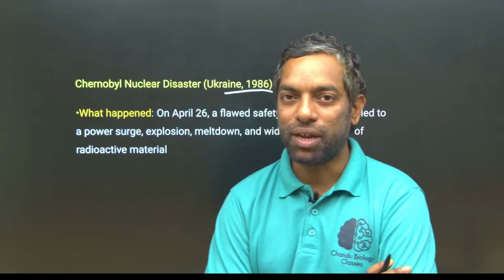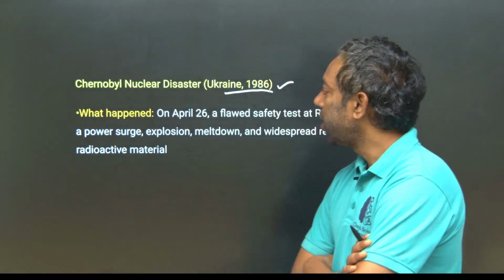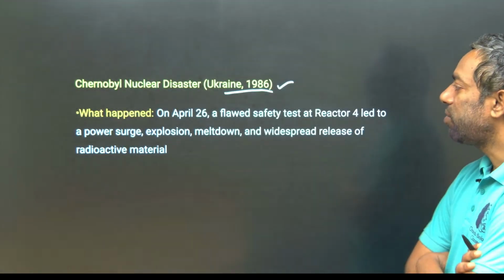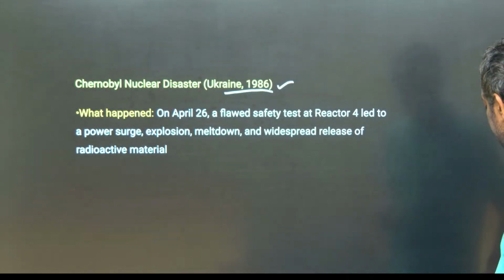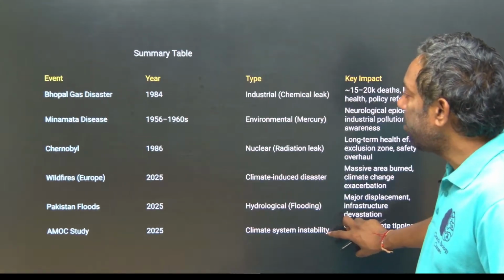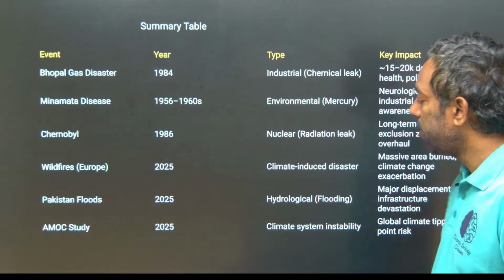Methyl isocyanate is the chemical in Bhopal, and Union Carbide is the company. In Minamata, methyl mercury is the poison, that is the chemical. Coming to Chernobyl, there is a uranium radioactive plant. And this is actually a table you have to remember.